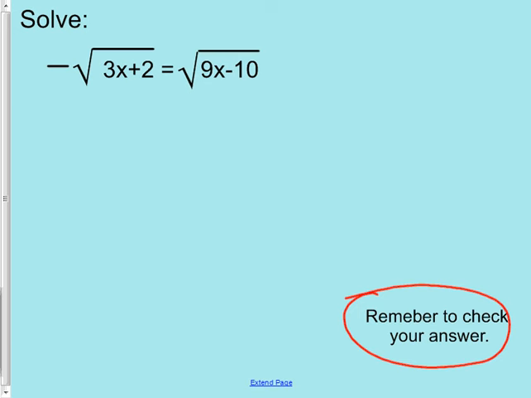Remember to check your answer. A lot of times on these, you should profile these. Okay? Profiling in an airport is bad. I actually agree with this.